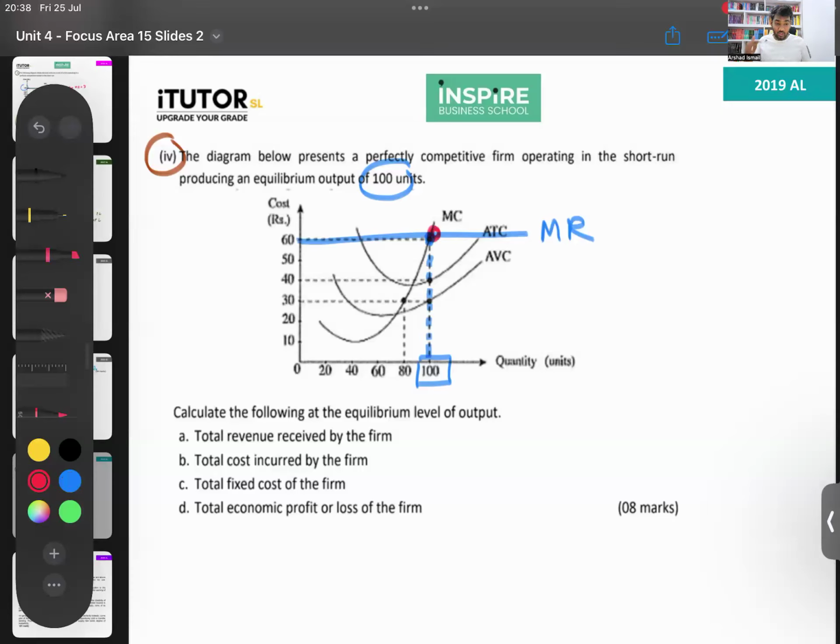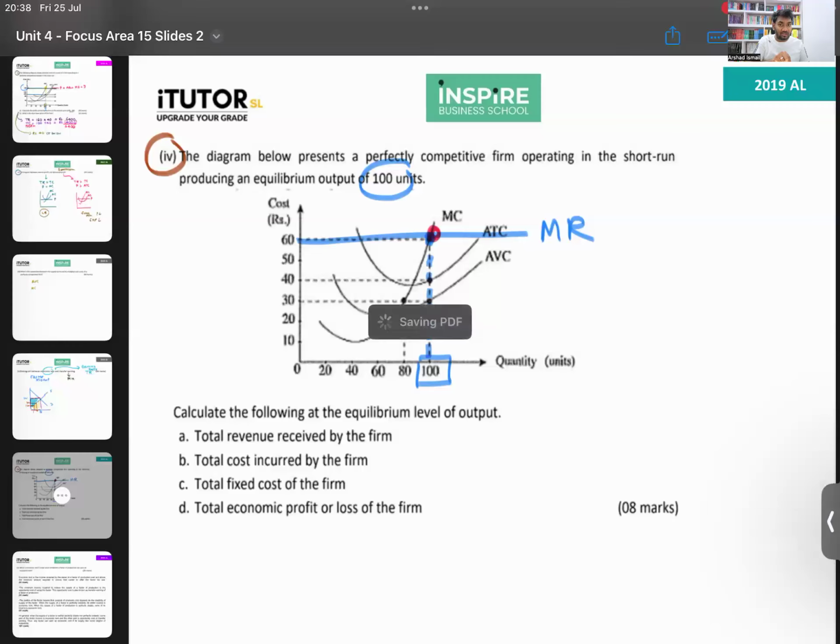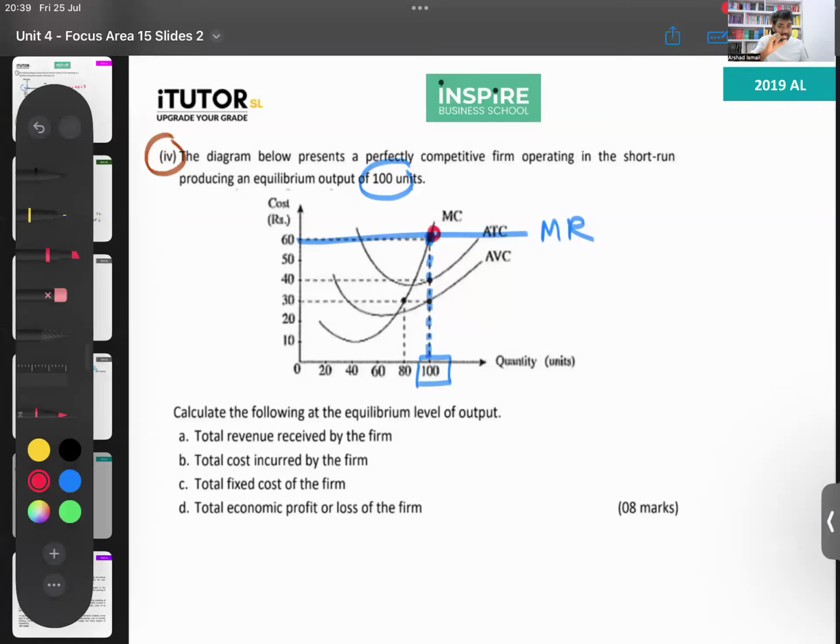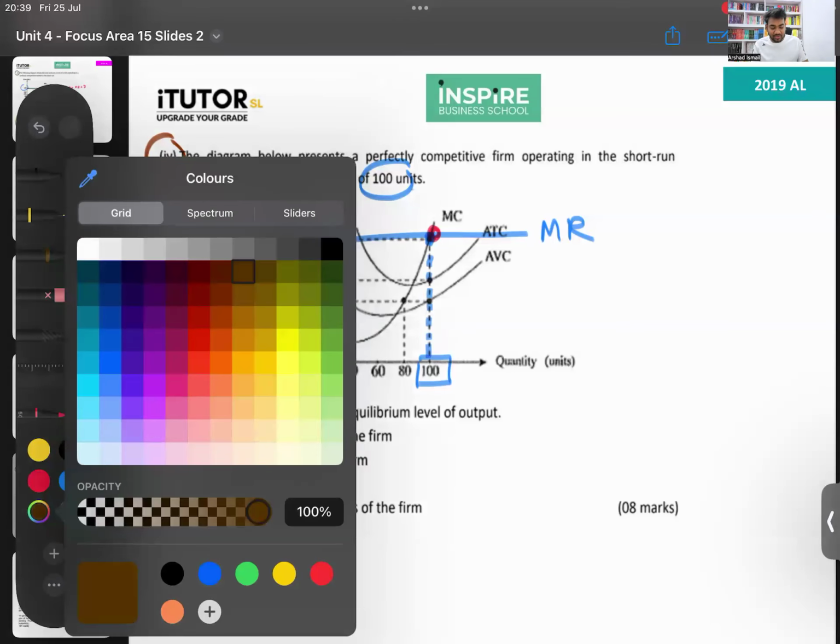Be careful. In your paper, sometimes they will give the price. Then you find MR and MC, you find the quantity. Come down. Sometimes they will give the quantity. Then you work up and you have to find the price, because without the price and quantity, you can't do anything. Okay. So with that in mind, now you can easily do the question.